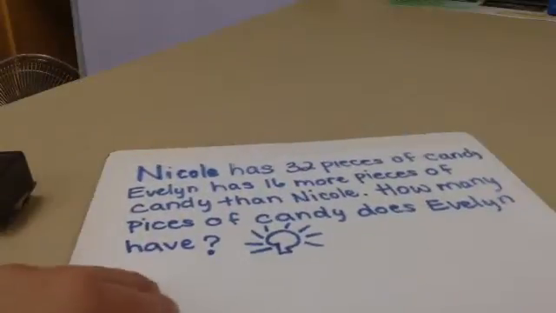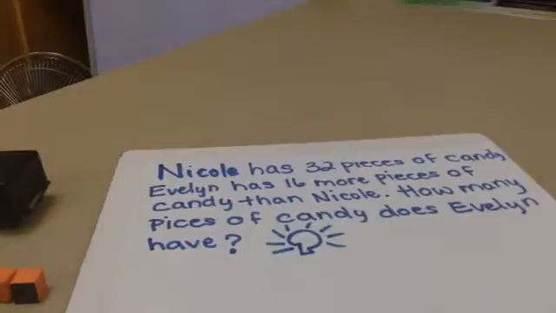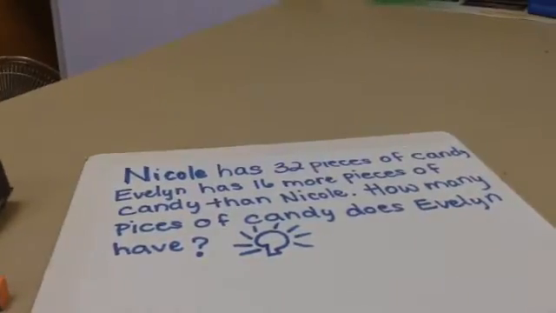This problem we're going to solve by a method that is called compare. And the problem says, Nicole has 32 pieces of candy. Evelyn has 16 more pieces of candy than Nicole. How many pieces of candy does Evelyn have?